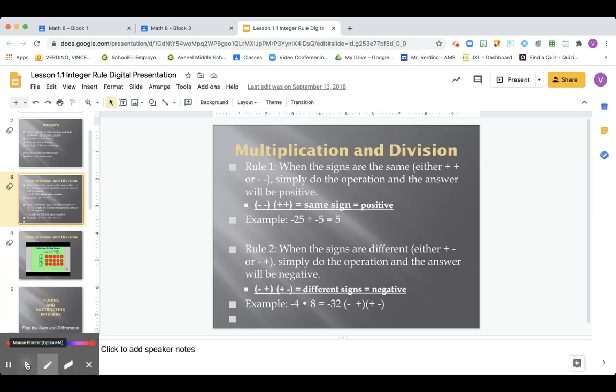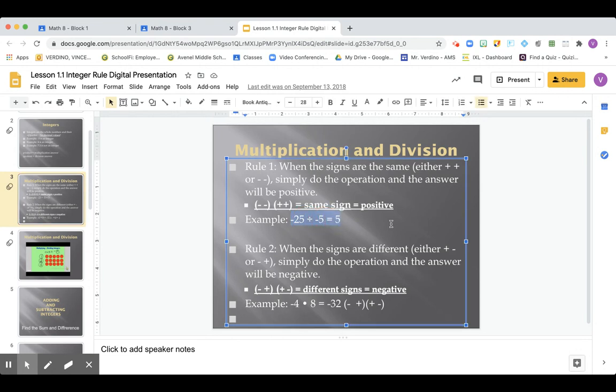These rules do not change. The only thing that may change is the format. In this first example, you have -25 and then you have the division symbol instead of a fraction. They both mean the same thing. So -25 divided by -5, they're both negative values. The signs are the same. You will get a positive answer. Now, if you're looking at the bottom example, one of these values is negative and one is positive. So -4 times +8, because one of these is negative, you will always get a negative answer, -32.